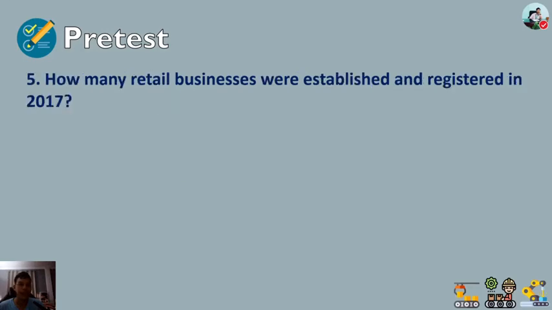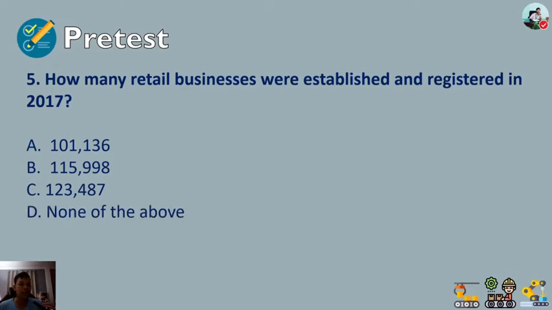Question number 5. How many retail businesses were established and registered in 2017? A. 101,136. B. 115,998. C. 123,487. Or letter D. None of the above. The answer for number 5 is letter A. 101,136.